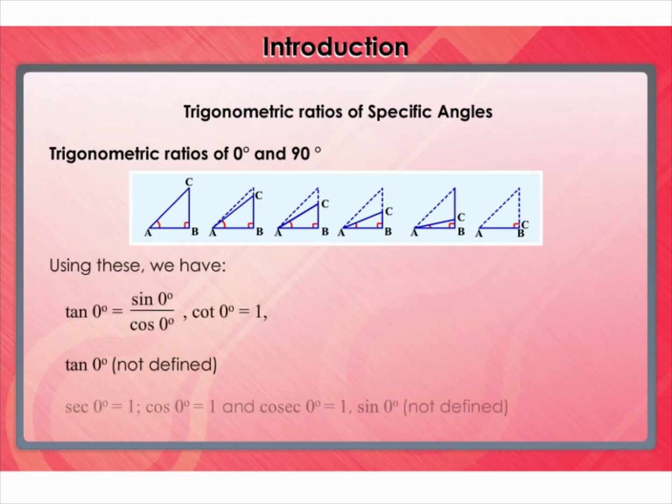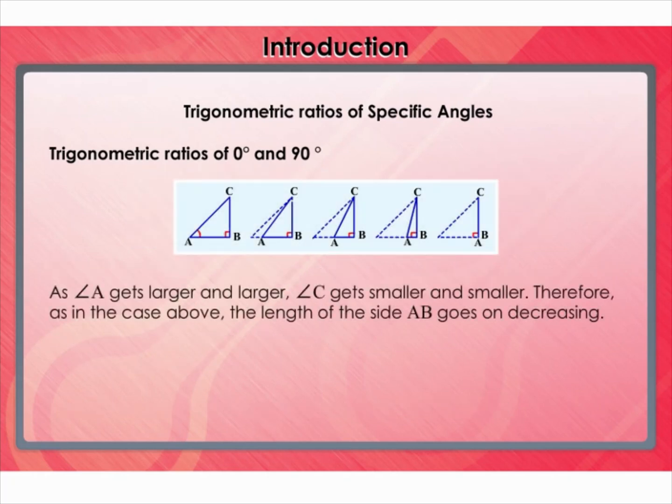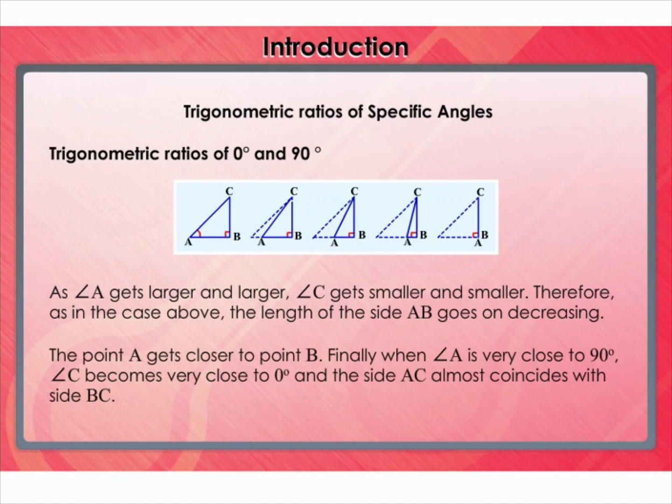Using these, as angle A gets larger and larger, angle C gets smaller and smaller. Therefore, as in the case above, the length of the side AB goes on decreasing. The point A gets closer to point B. Finally, when angle A is very close to 90 degree, angle C becomes very close to 0 degree, and the side AC almost coincides with side BC.